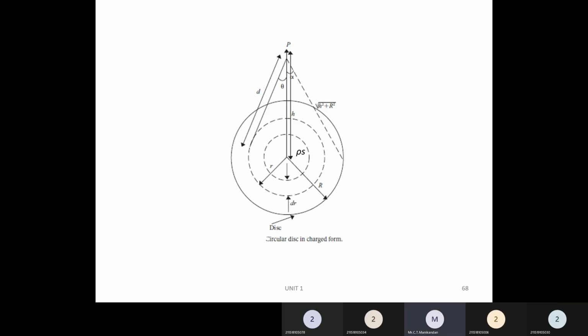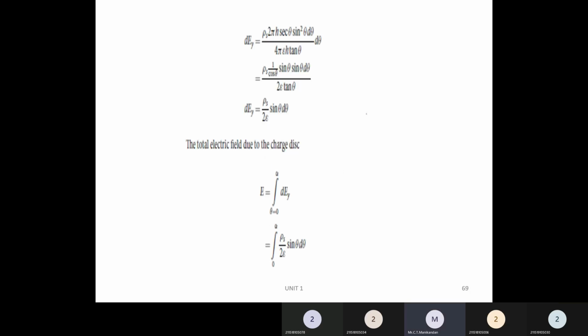As I told yesterday, you can have 3-axis components in electromagnetic fields. Normally in mathematics, you may solve with 2-axis components, x and y, whereas in electromagnetic fields we have to analyze with 3-axis components, X, Y, and Z. The point may be somewhere. The distance between that point and the center of the surface charge disk we call h, and capital R is the radius of the disk.